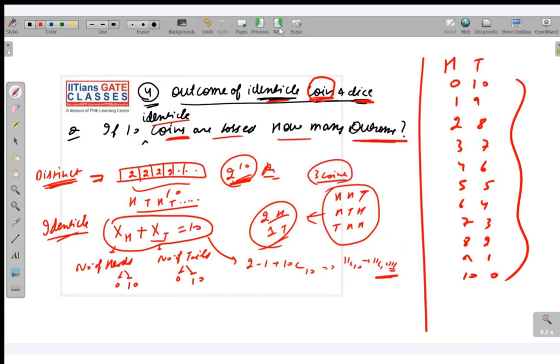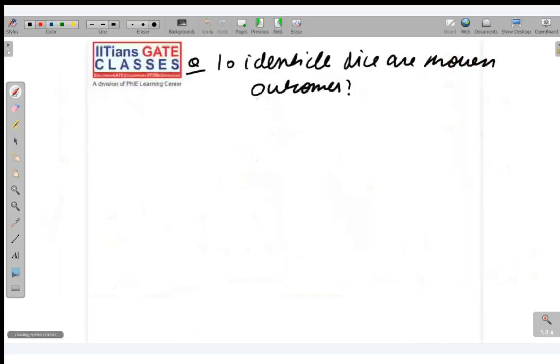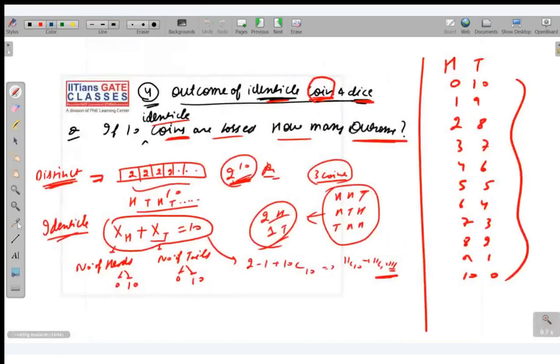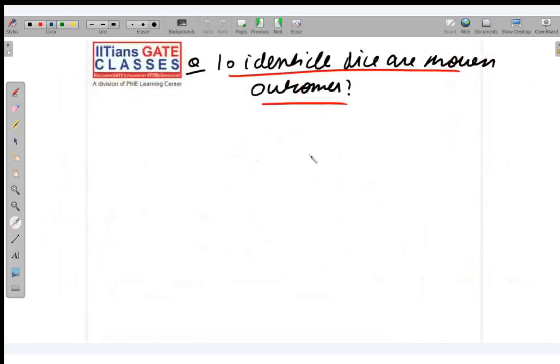Please take a snapshot. Done, sir. Okay. Next is: 10 identical dice are thrown, how many outcomes? So this is important. 10 identical dice. See, some of you in the GATE exam will calculate this manually and take the answer as 11. But doing this manually is almost next to impossible. 10 identical dice are thrown and how many outcomes are possible? So let me tell you this.